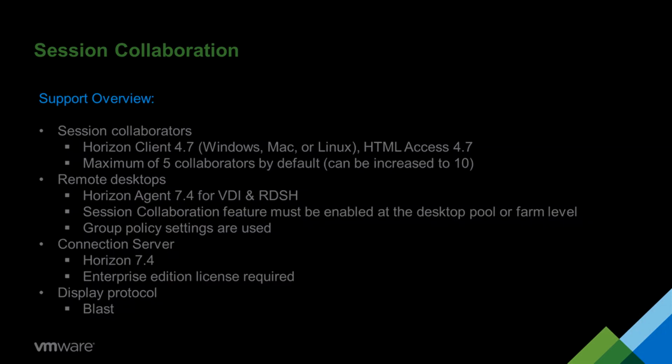The following is required to use session collaboration: Horizon Client version 4.7 for either Windows, Mac, or Linux endpoint devices. HTML Access version 4.7 can also be used if enabled. A maximum of 5 users are supported by default, and you can increase that to 10. The Horizon Agent version 4.7 is needed, and both the VDI and RDSH deployment scenarios are supported.